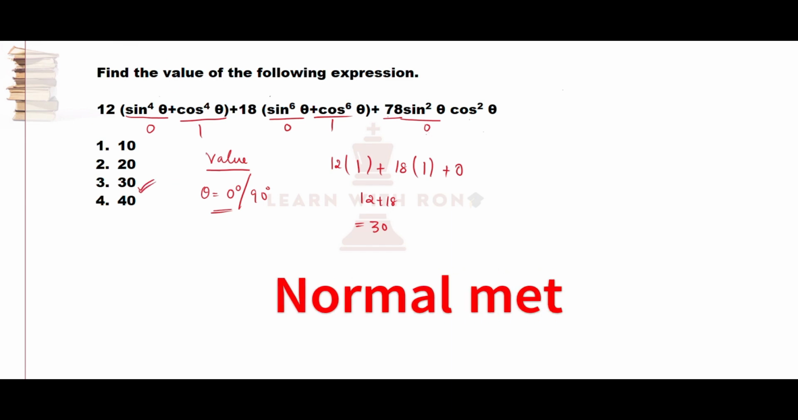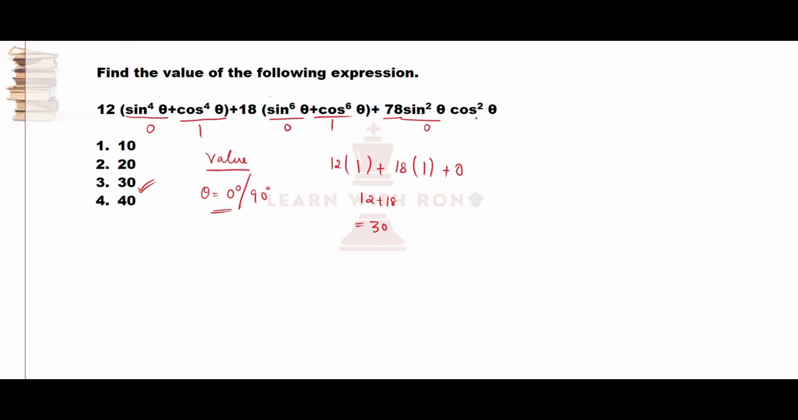Now let us solve by normal method. Okay. For solving this expression in normal method, you need to know two formulas, which are sin power 4 theta plus cos power 4 theta formula and sin power 6 theta plus cos power 6 theta formula. See, sin power 4 theta plus cos power 4 theta formula is 1 minus 2 sin square theta cos square theta, and sin power 6 theta plus cos power 6 theta formula is 1 minus 3 sin square theta cos square theta. Okay. For solving purpose, I will write sin theta as S and cos theta as C.